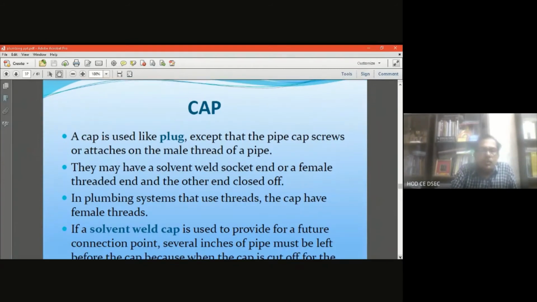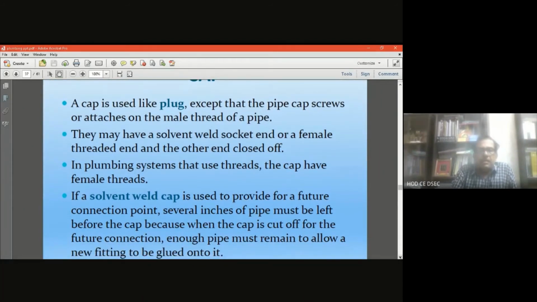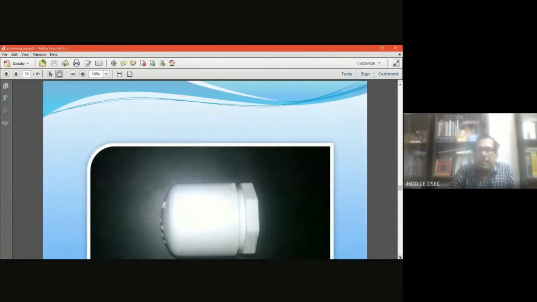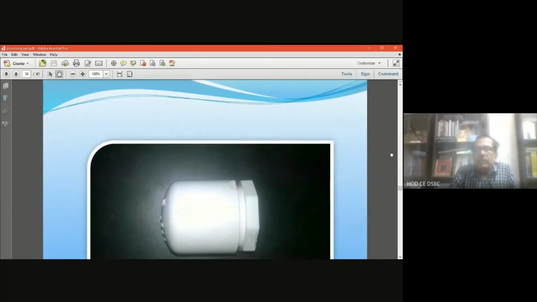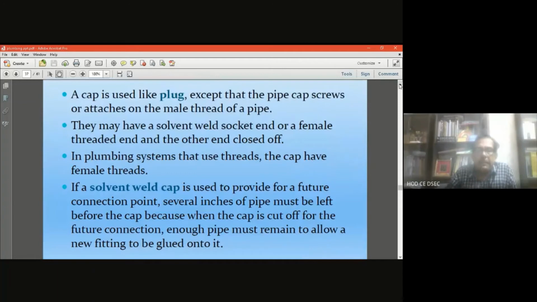If a solvent weld cap is used to provide for a future connection point, several inches of pipe must be left before the cap, because when the cap is cut off for the future connection, enough pipe must remain to allow a new fitting to be plugged into it.